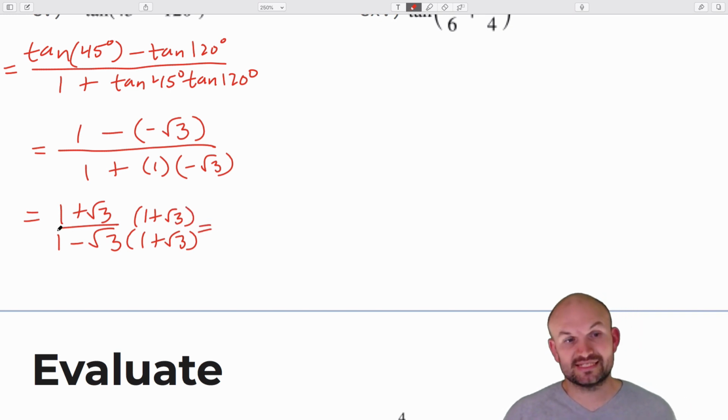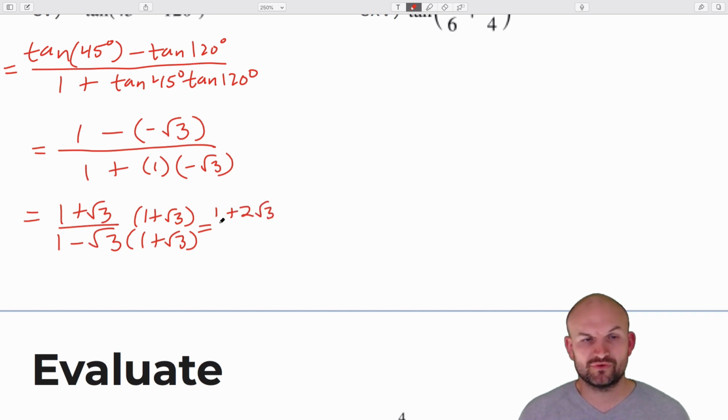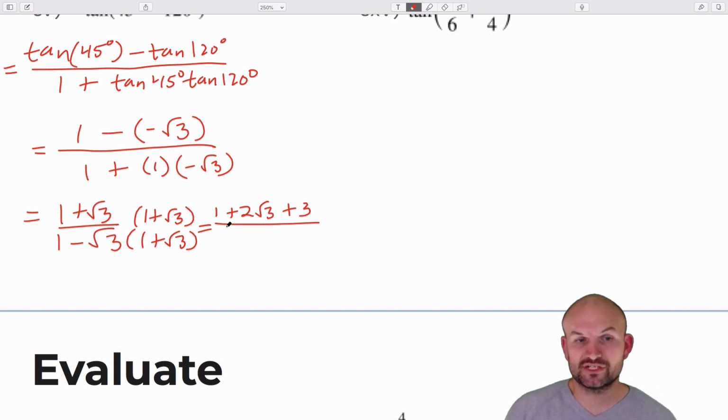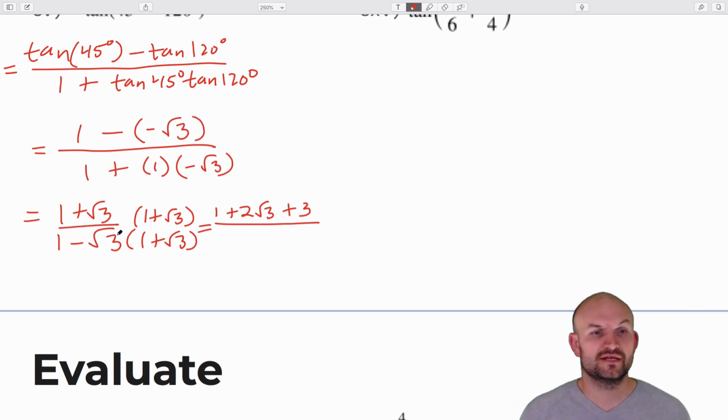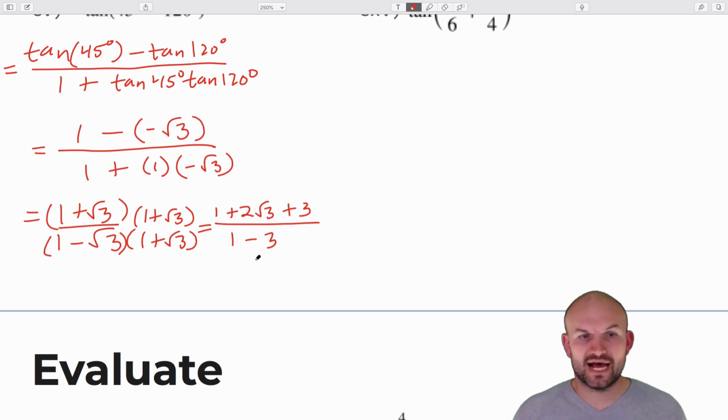Now, what we recognize in the numerator is a binomial squared, right? So it's going to produce a perfect square trinomial. So therefore, that's going to be 1 plus 2 radical 3, and then square root of 3 times square root of 3 is going to be a 3. All over the denominator, which is going to be a difference of two squares, right? So when we multiply that, you're going to have 1 minus 3, because you can just square the first two terms and the last two terms. Now, let's go ahead and simplify this a little bit more.